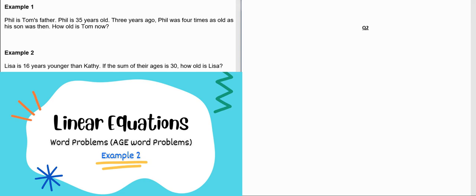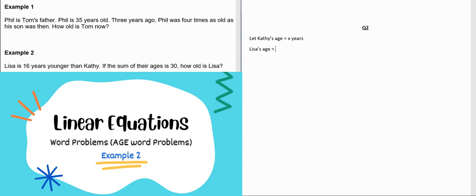So what we are going to do is let a variable represent Kathy's age, since we don't know it. Let Kathy's age be a variable like y, or if you want me to still use x, fine. So let Kathy's age be x years. Then Lisa's age will be equal to, they say Lisa is 16 years younger.